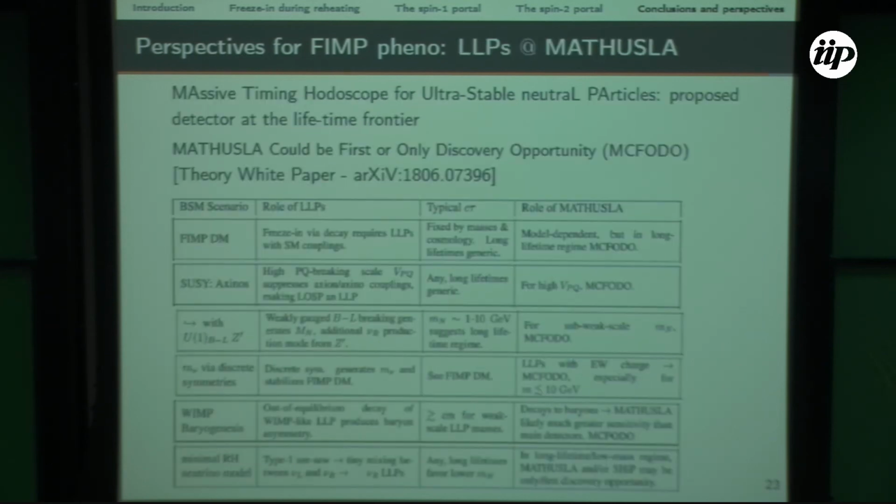And I will finish this by mentioning MATHUSLA, which is a detector proposed to be built on top of, above ATLAS or CMS, and it will be maybe the first or only discovery opportunity for a lot of scenarios that have these motivations, as we mentioned here, like for instance axinos, FIMPs. It can probe FIMPs, extra gauge bosons, mechanisms for the mass of neutrinos, and unification and the generation of the asymmetry between matter and antimatter. So we can have an interesting future ahead. Thank you.